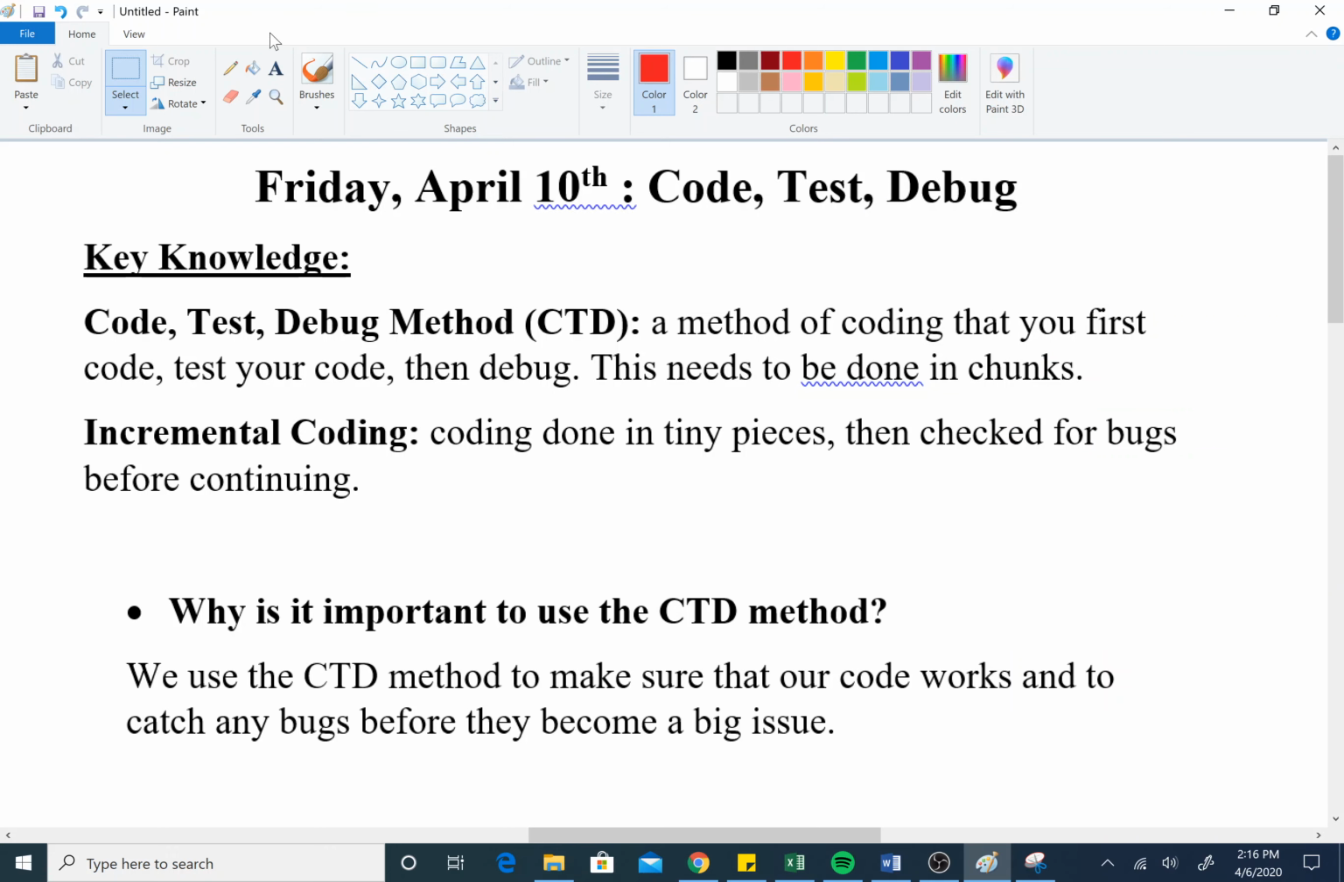Hey Griffin, so it's day 10 of your computer science work. We're going to look at the code test debug method, okay?